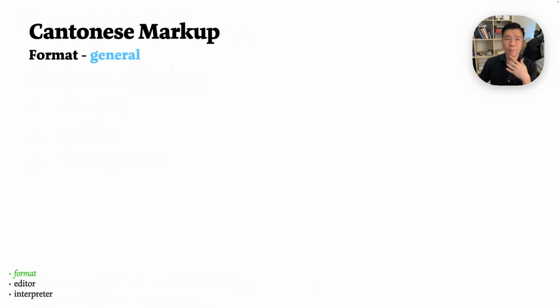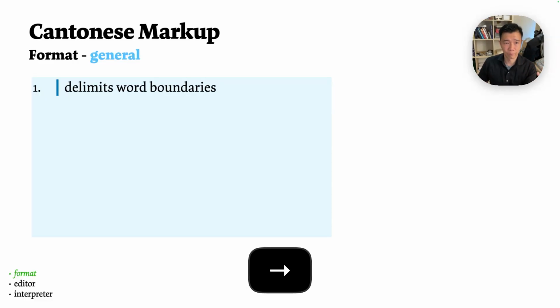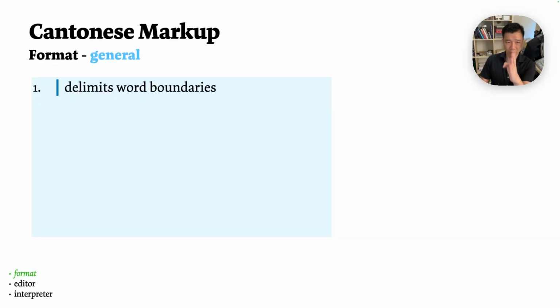The Cantonese markup has two components. The first component is the general format. Here, we really only have three rules. The first is that whenever we use a vertical bar, it delimits word boundaries. Often, in the case of the butter pastry or fermented egg pastry, we want to break up a sentence. So we introduce a vertical bar to delimit it.